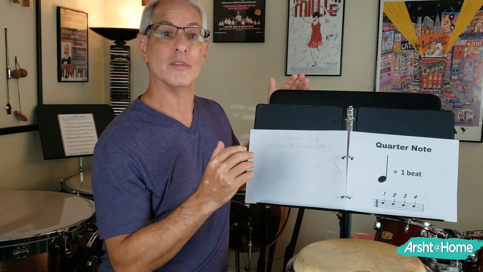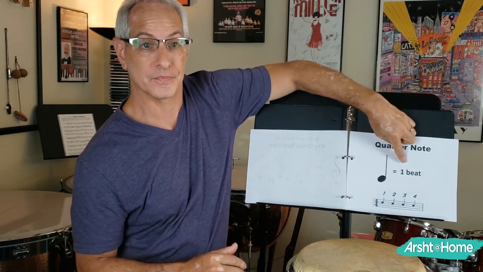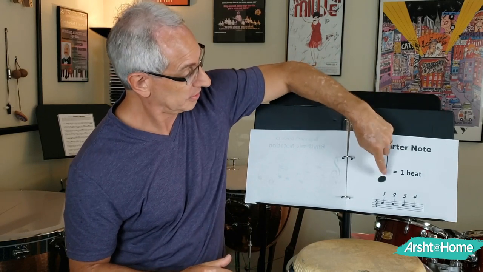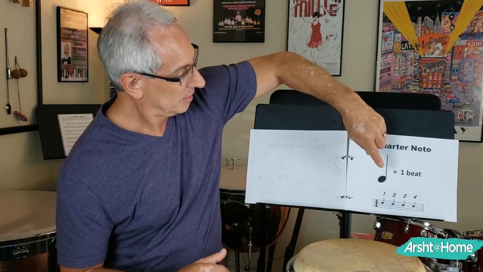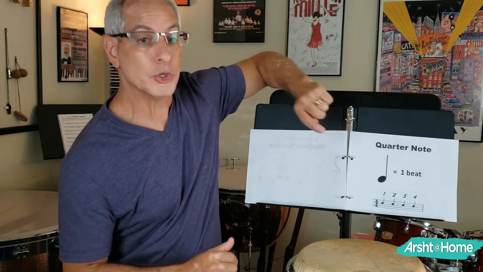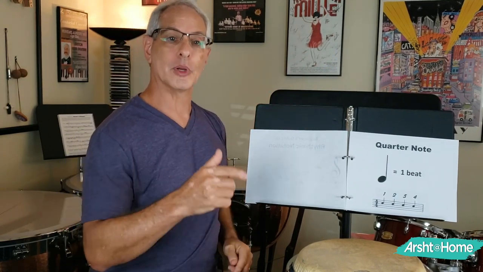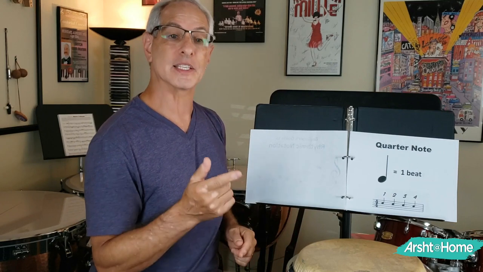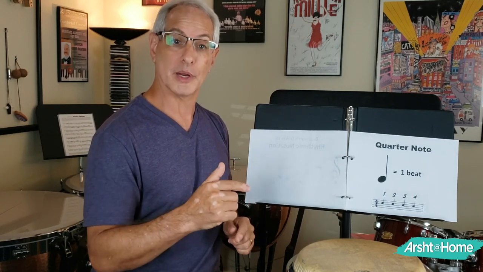So for now, very simply, a quarter note gets one beat. Okay, a quarter note is this filled in circle with a stem. Now, down here, I've written a quarter note for each count, one, two, three, and four. I'm going to count to four, and I'm going to clap this rhythm in the same speed that I count. Ready? You can try with me at home.